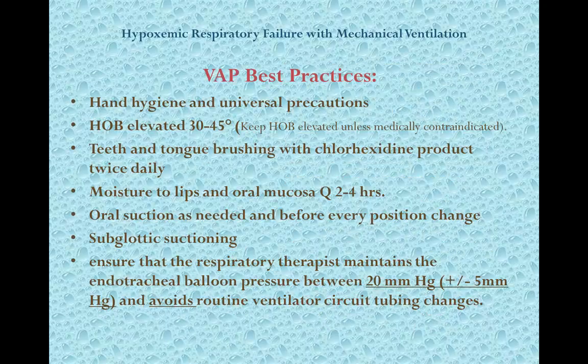So there are nursing measures or bundles, as they're called, to prevent VAP, ventilator-associated pneumonia. So what are they? Well, they're listed here. Hand hygiene, elevate the head of the bed, teeth and tongue brushing, because our mouth is a nasty cesspool of bacteria. And so we need to not only brush the teeth and the tongue, but twice a day, we have to give chlorhexidine. There are even some places where if they're having certain surgeries, such as bypass surgery, they put chlorhexidine in the nostril because that's where MRSA lives in most of the nostrils of healthcare providers. Moisturize the lips, oral suction, subglottic suction.